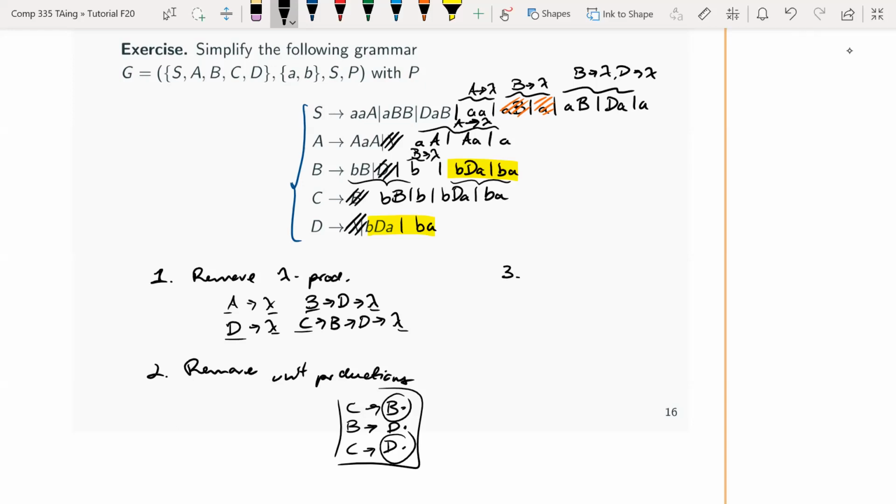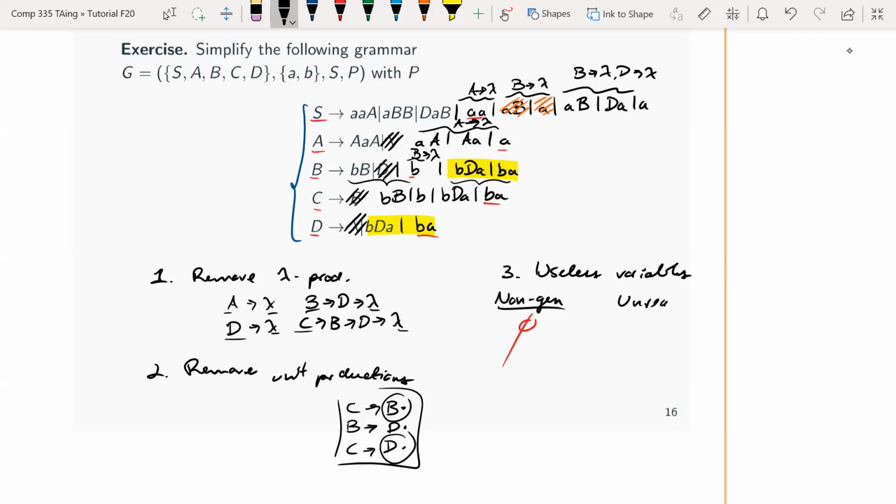So 3, the last thing is you want to get rid of the useless variables. Okay, so someone pointed out that C was unreachable, and I think that I agree because let's first do non-generating. It's going to be easy to do non-generating because here I can have S gives me AA, so that one's generating. A gives me A, that's generating. B gives me B, that's generating. C gives me BA, that's generating, and D gives me BA, that's also generating. So there are none, right? There are no non-generating variables.